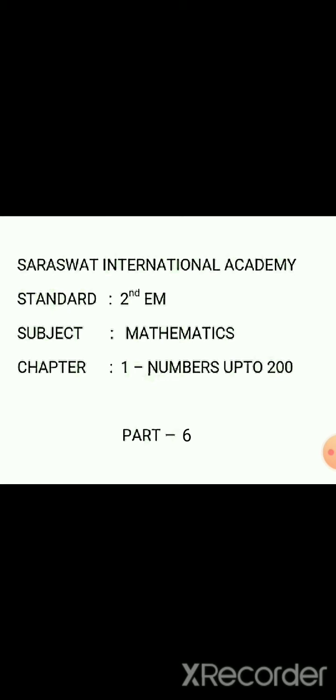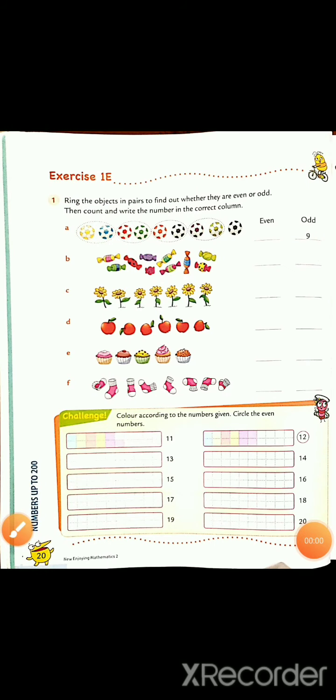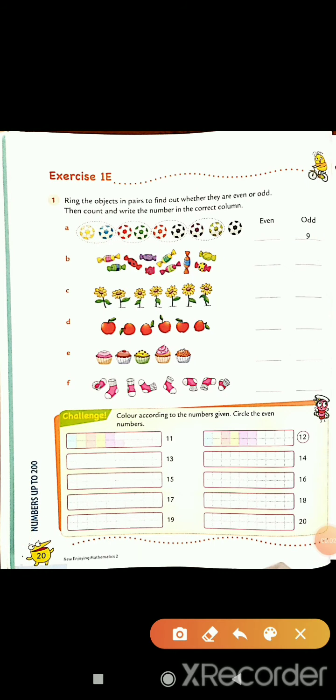I am teaching Mathematics of Standard 2nd, Chapter number 1, Numbers up to 200, Part 6. Okay students, now let us start with exercise 1E. Question number 1. Ring the objects in pairs to find out whether they are even or odd. Then count and write the numbers in the correct column.